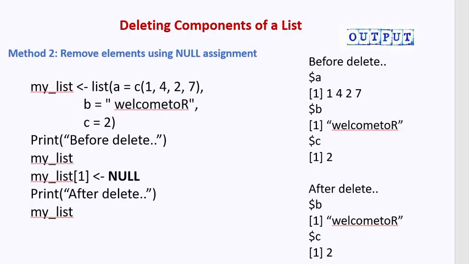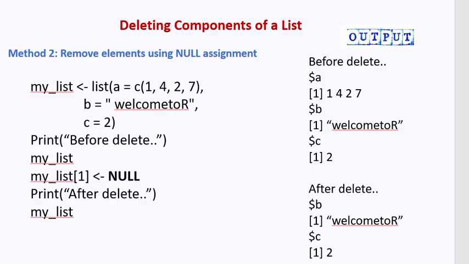Let me see another method, which is similar to the previous one, but instead of making the index value negative, we simply assign the null value to the particular index. For example, again the same scenario. I want to delete the first element in the list, that is 1427. Simply, I access it with the help of the index value.